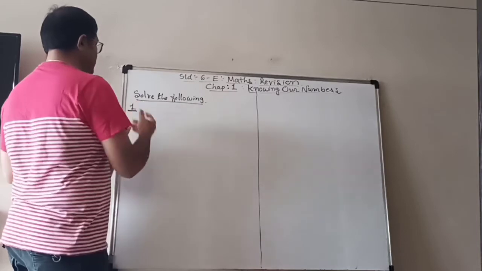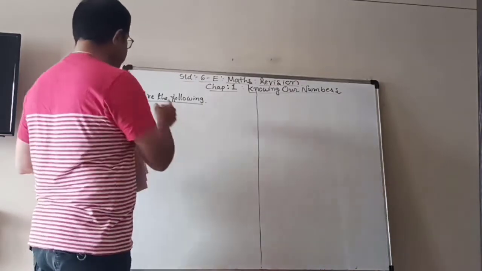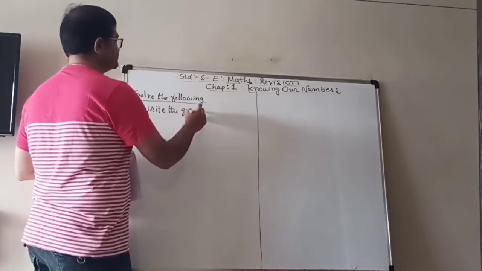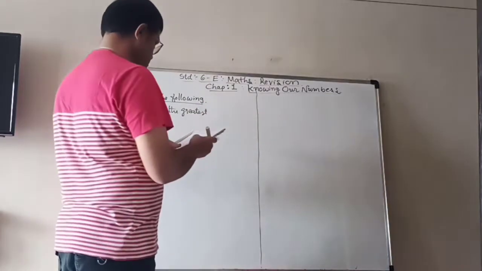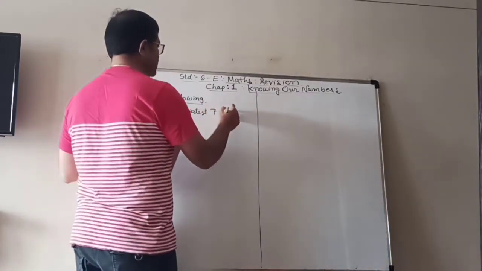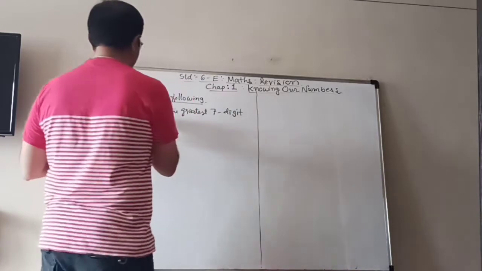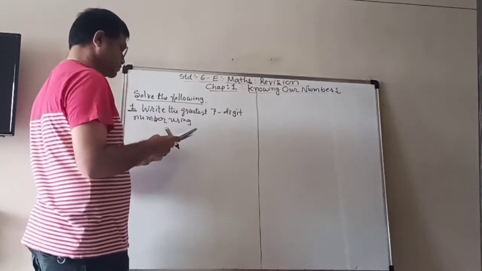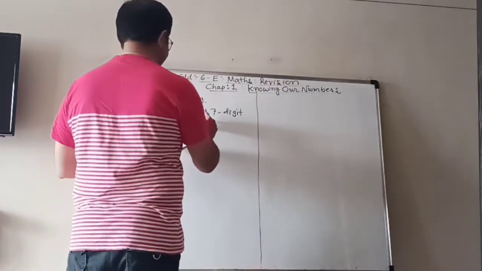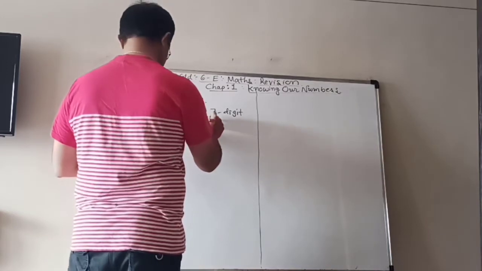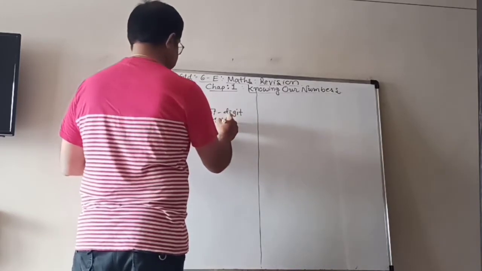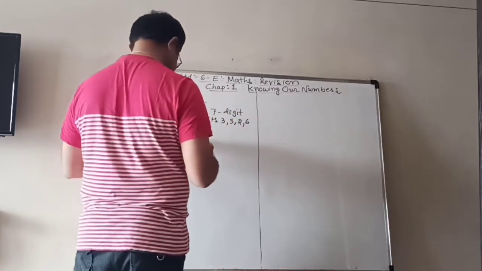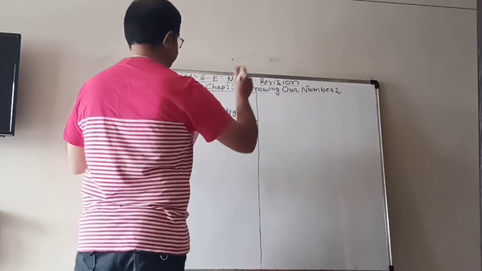So now, number 1, write the greatest 7-digit number using digits 3, 5, 2, 6, 8.